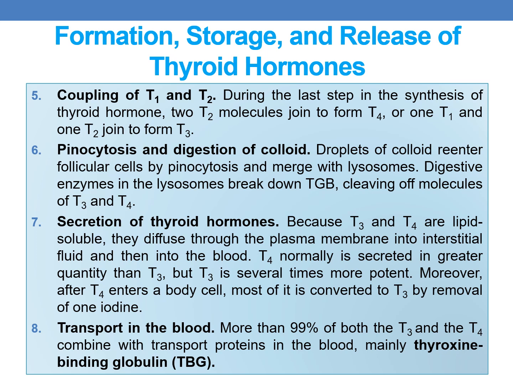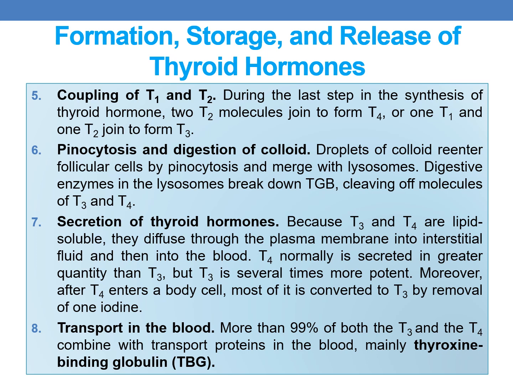The next step is pinocytosis and digestion of colloid. Droplets of colloid re-enter follicular cells by pinocytosis and merge with lysosomes. The digestive enzymes in the lysosome break down TGB, cleaving off molecules of T3 and T4.